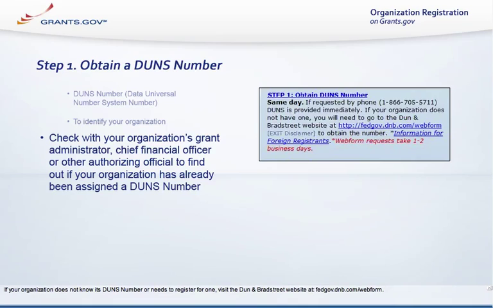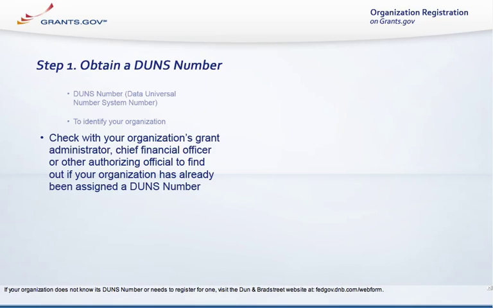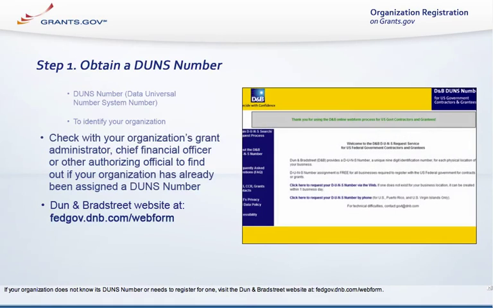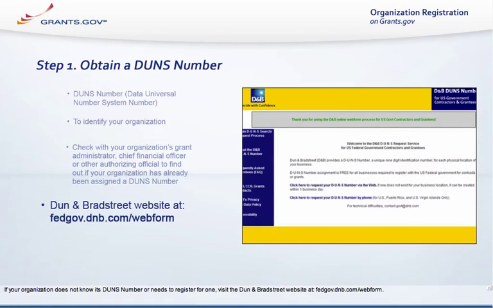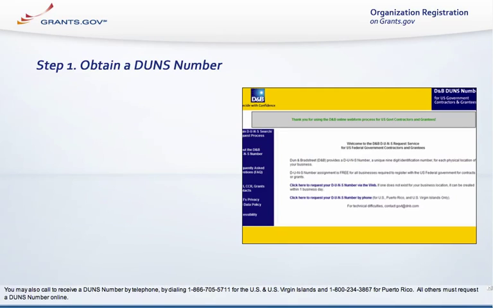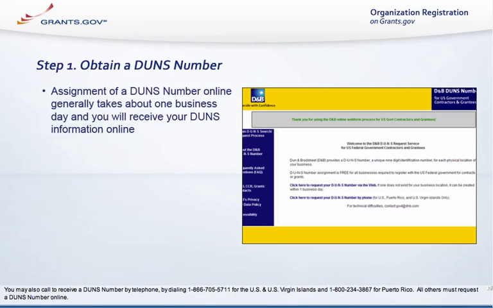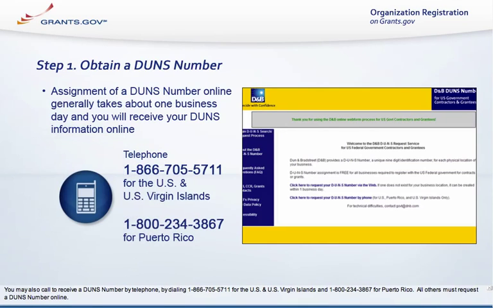If your organization does not know its DUNS number or needs to register for one, visit the Dun & Bradstreet website at fedgov.dnb.com/webform. Obtain a DUNS number. Assignment of a DUNS number online generally takes about 1 business day, and you will receive your DUNS information online. You may also call to receive a DUNS number by telephone by dialing 1-866-705-5711 for the U.S. and U.S. Virgin Islands and 1-800-234-3867 for Puerto Rico. All others must request a DUNS number online.